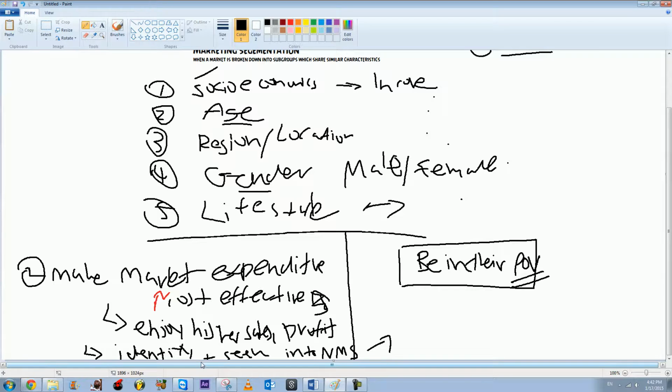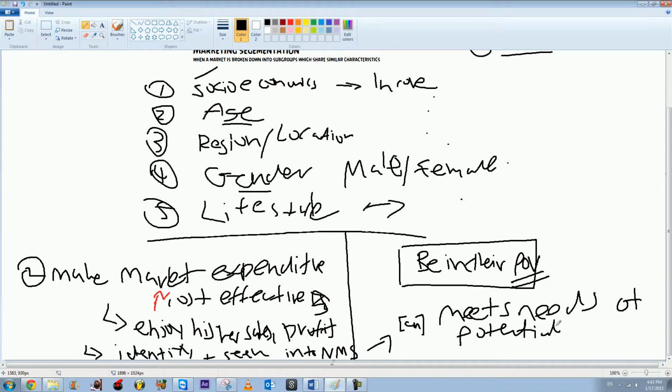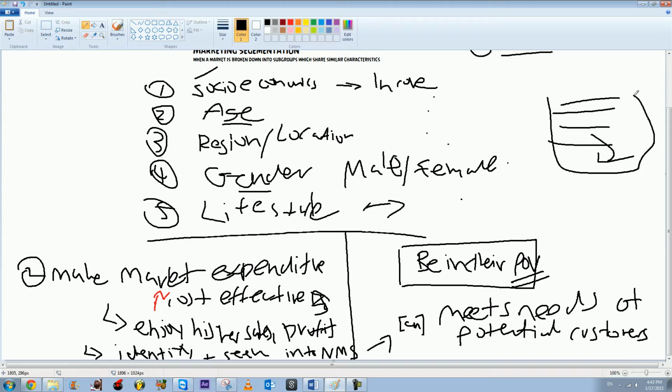For example, identify and seek into new market segment. Therefore, this is an analysis mark: it meets needs of potential customers. Something like that. You just have to sometimes state the obvious. And even if you run out of lines, just write more or write smaller.